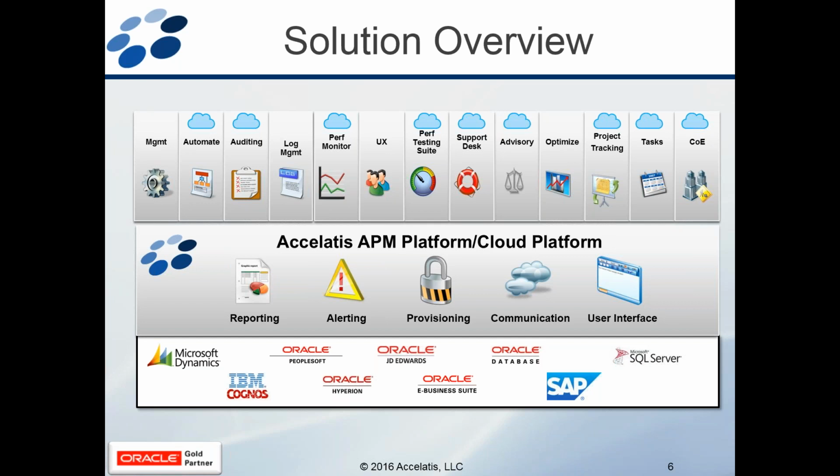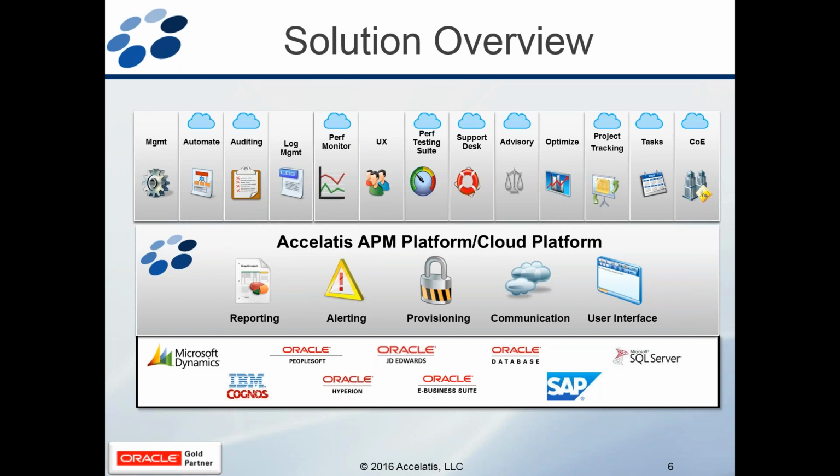There's an advisory section. I'm looking at the time right now, and I know I am long-winded, so I apologize. So I'm going to just fly through it. We have an advisory section. We have a section where you can optimize your settings, and again, what I was speaking of earlier, where you can run a test, make a change, run the same test, see the results. We do project tracking. We have an area where we can keep track of tasks. And the last section, of course, is our Center of Excellence.